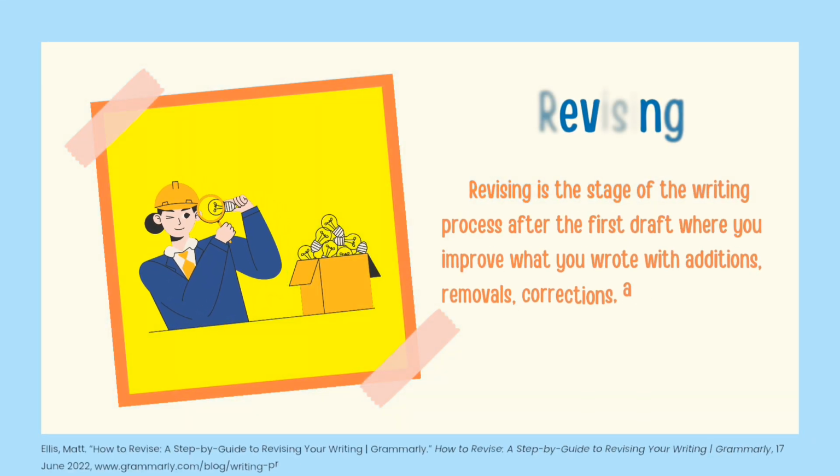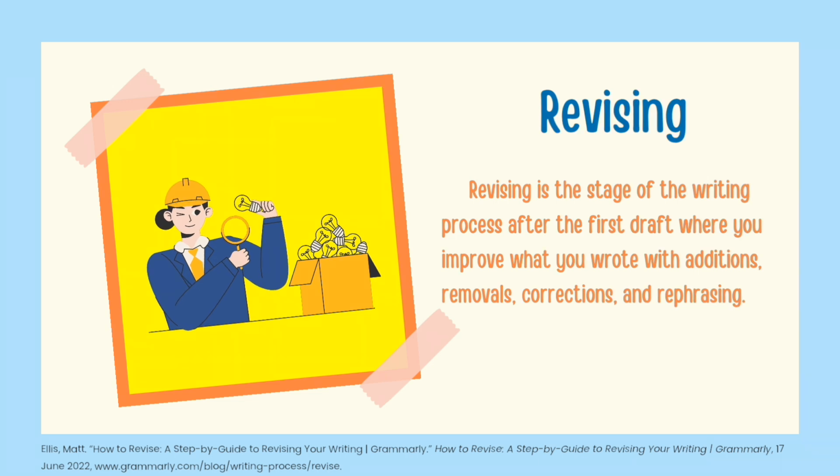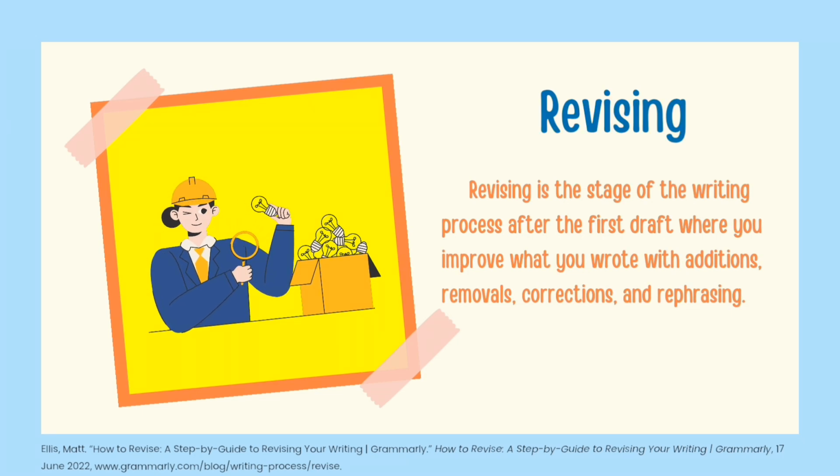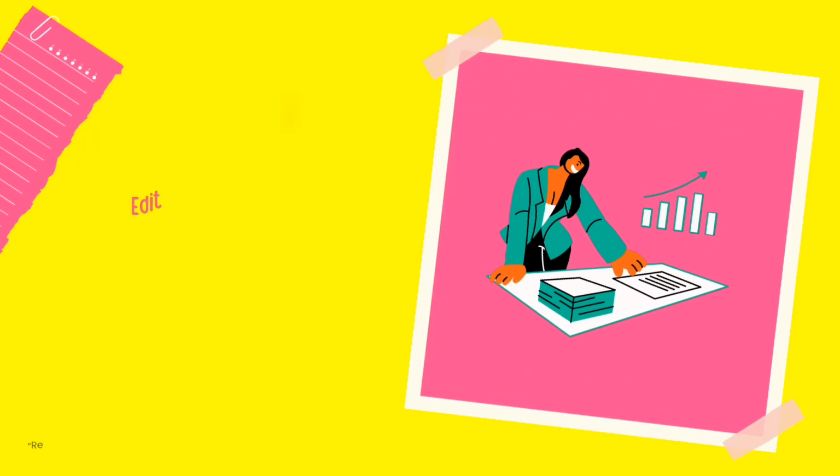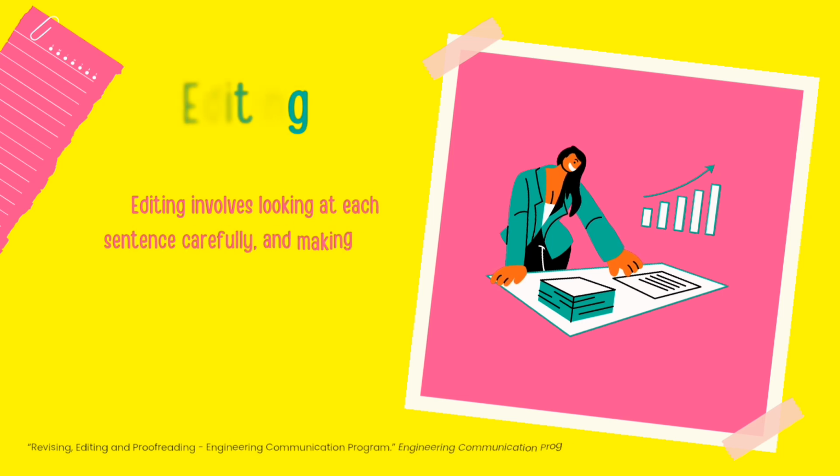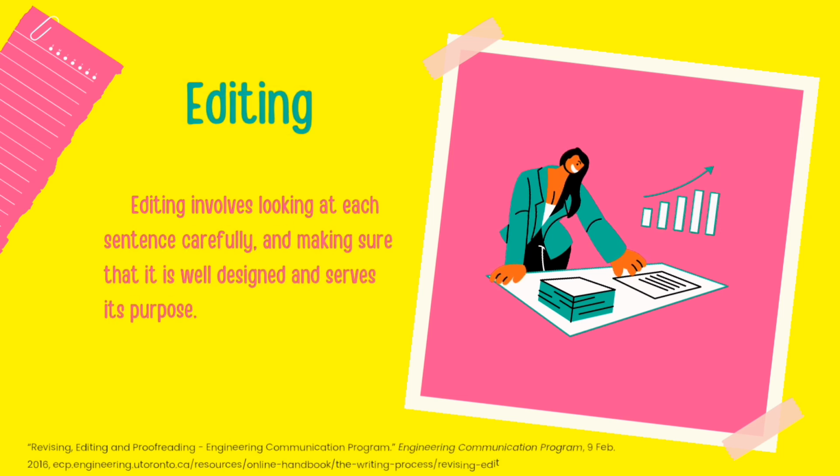Revising. Revising is the stage of the writing process after the first draft where you improve what you wrote with additions, removals, corrections, and rephrasing. Editing. Editing involves looking at each sentence carefully and making sure that it is well designed and serves its purpose.